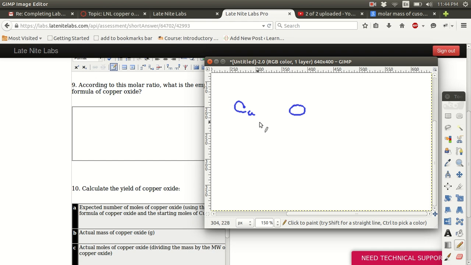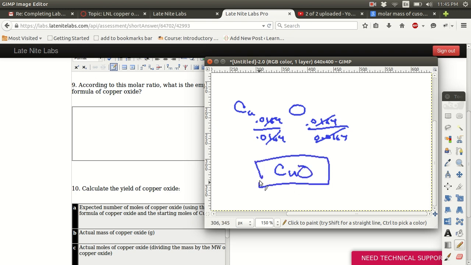Element. How many moles of this did you get? How many moles of this did you get? But you can't have a decimal for a subscript in a formula because you can't have a decimal amount of copper atoms. So you divide by the lowest. Well, they're both the same, so they're both the lowest. This becomes 1. This becomes 1. So you have Cu1O1. In other words, CuO. That is the empirical formula.